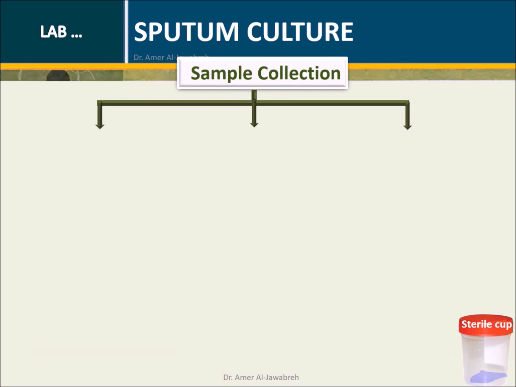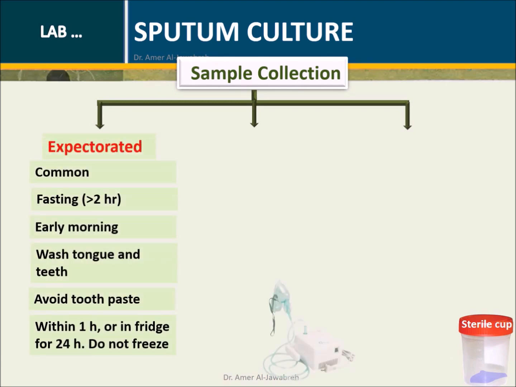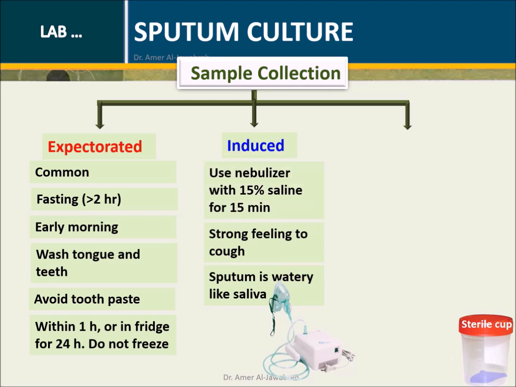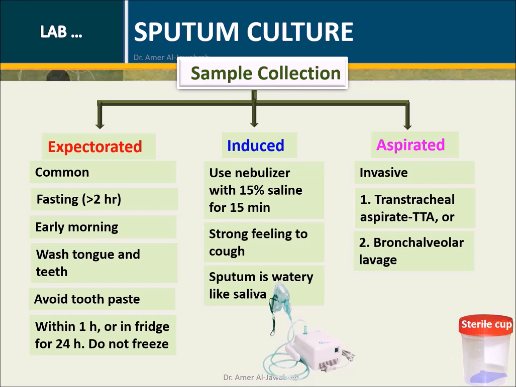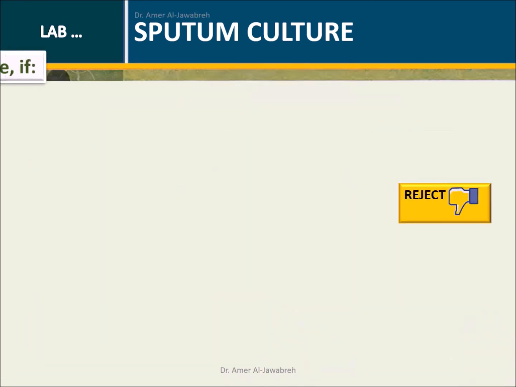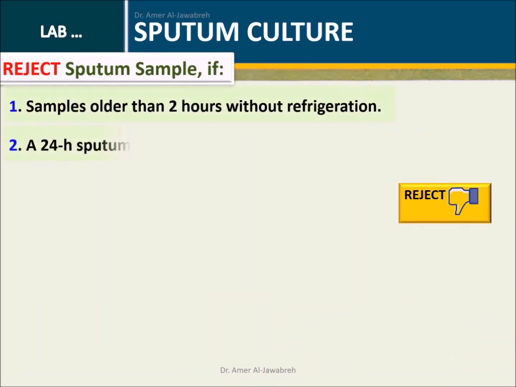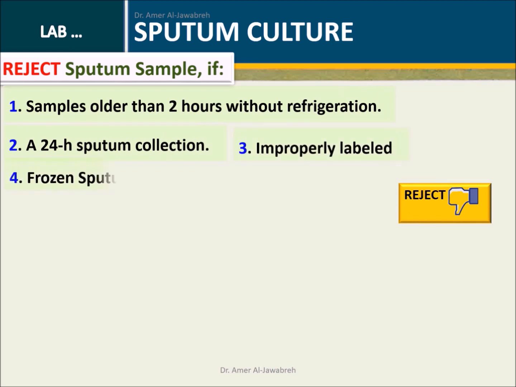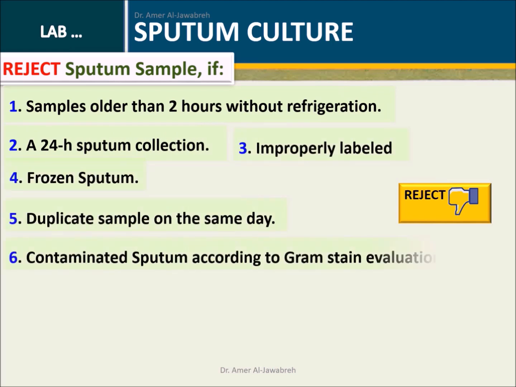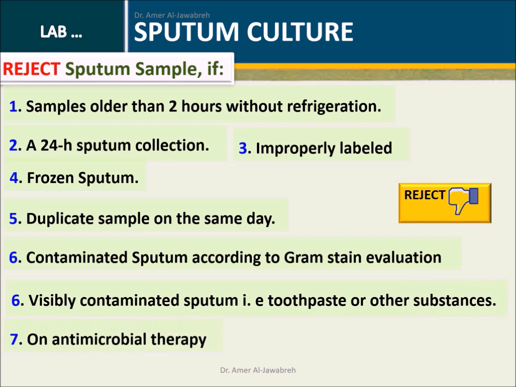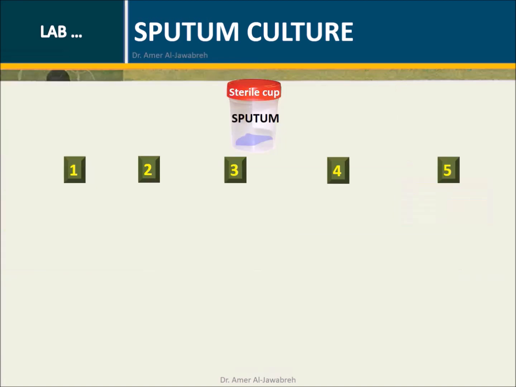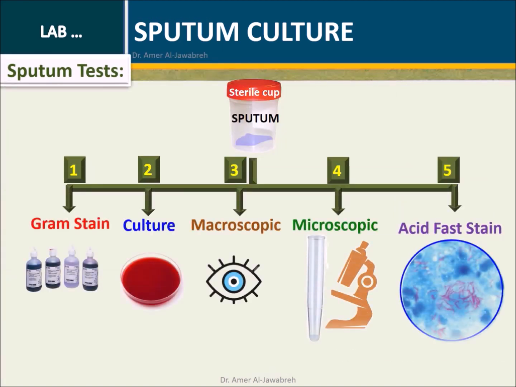Sample collection methods: expectorated, fasting and early morning; induced by using a nebulizer with 15% saline; and aspirated by transtracheal aspirate or bronchoalveolar lavage. Reject sputum sample in any of the following conditions. Sputum tests: direct Gram stain, culture, macroscopic, microscopic, and acid fast stain.